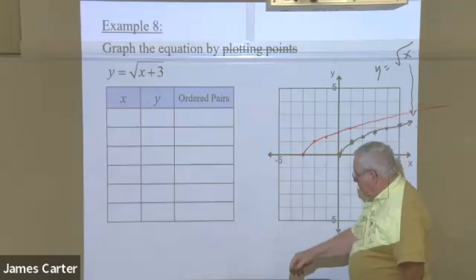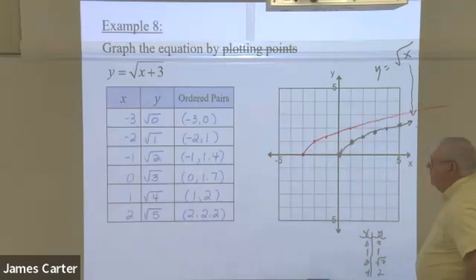So let's see how it compares with them actually doing it. There's the set of XY values. How did they get these? If they put -3 in there, -3 plus 3 is 0. Square root of 0 is 0. If they put -2 in there, then that gives you 1. Square root of 1 is 1. If they put -1 in there, then you get square root of 2, which is 1.414 that we talked about, and the rest of them.